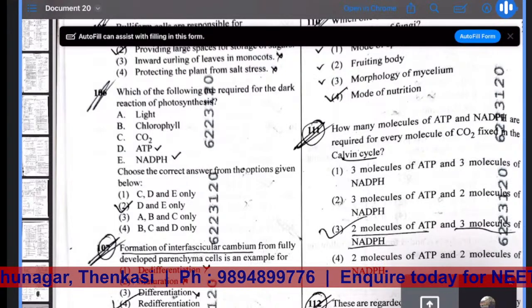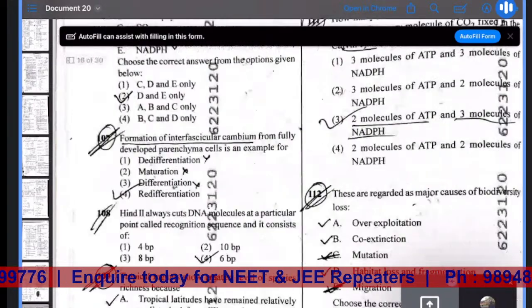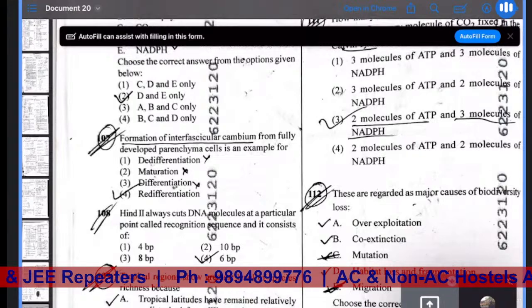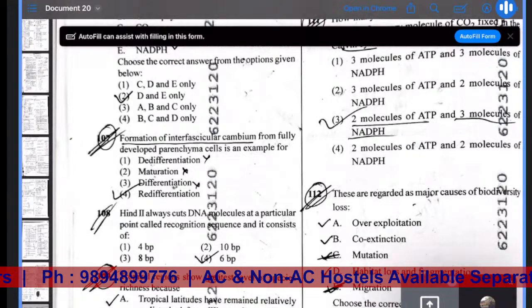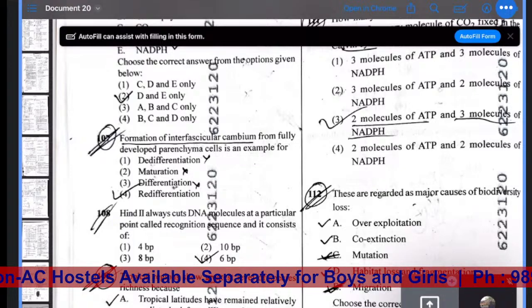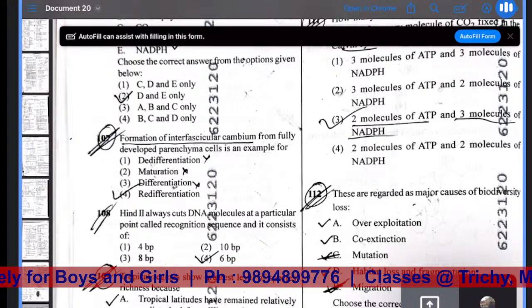Okay. Then question number 107. Formation of interfascicular cambium from fully developed parenchyma cell is an example for. So students, see, the parenchyma cells are already differentiated cells. Yes, because meristematic cells are not differentiated. Once meristematic cells differentiate, they develop into parenchyma, collenchyma, and sclerenchyma. Right?